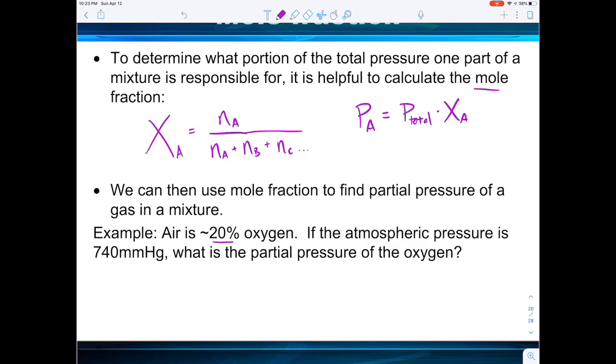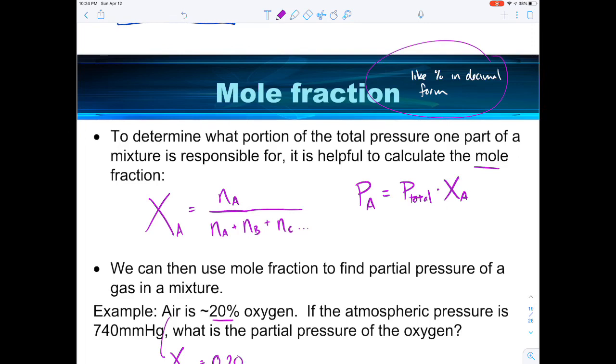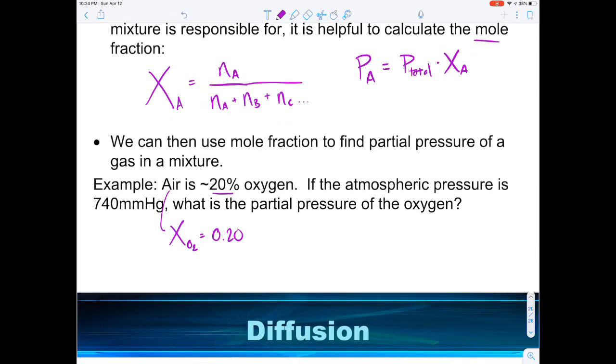Okay, here's another example. So air is 20% oxygen. So we're being told from this that the mole fraction of oxygen is 0.2. Remember, up here, it's like percent in decimal form, okay? And then it says, what is the partial pressure of oxygen? So if you look at this equation up here, and it says the total pressure is 740. So we're going to say the partial pressure of oxygen will be equal to the total pressure times the mole fraction of oxygen.